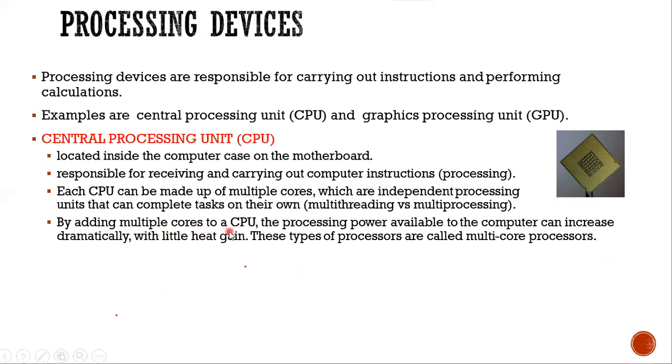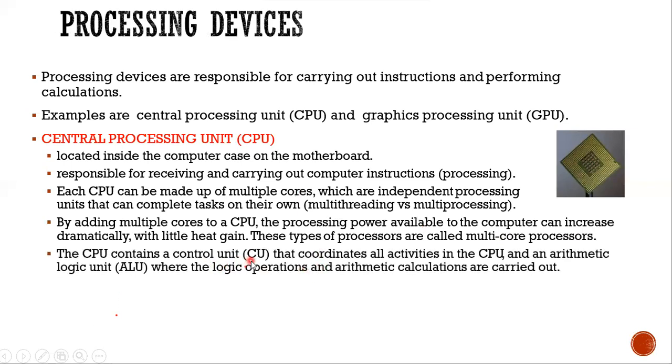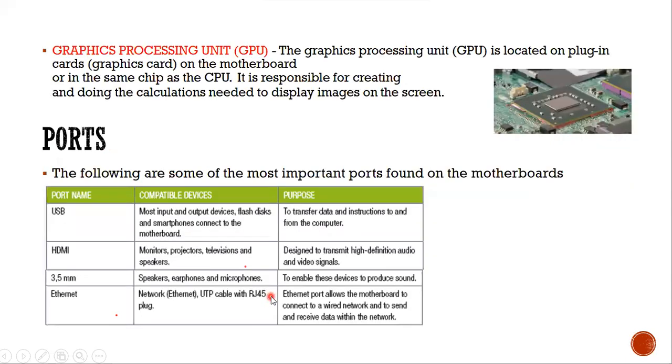By adding multiple cores to a CPU, the processing power available to the computer can increase dramatically with little heat gain. These types of processors are called multi-core processors. The CPU contains a control unit that coordinates all activities in the CPU, and your arithmetic logic unit, your ALU, where the logical operations and arithmetic calculations are carried out.